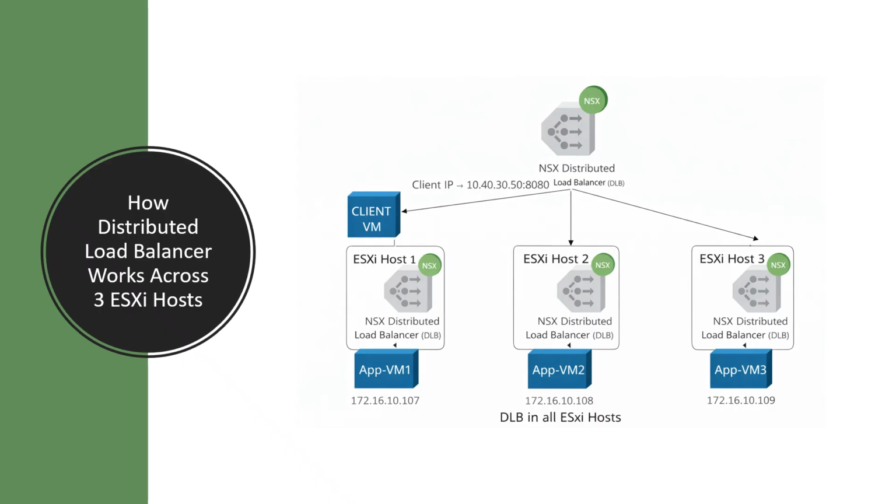So just remember this: a distributed load balancer has no leader. The ESXi host where the client VM runs makes the load balancing decision related to NSX DLB. If you understand this, then from a production perspective you should have a good understanding of it once it is configured.